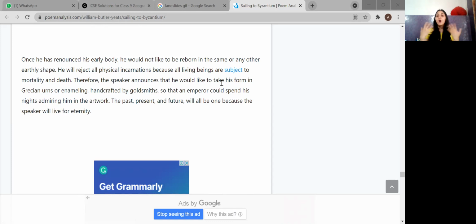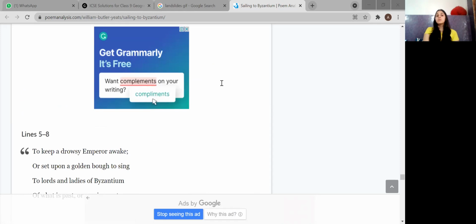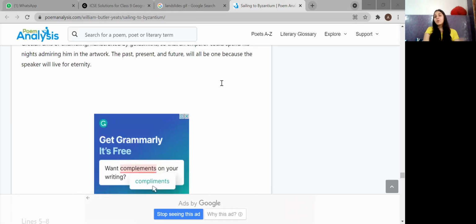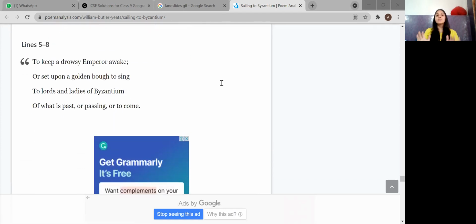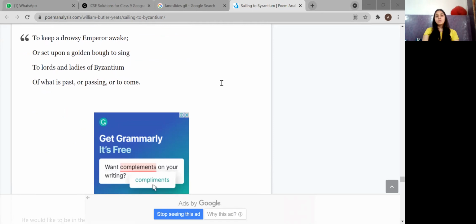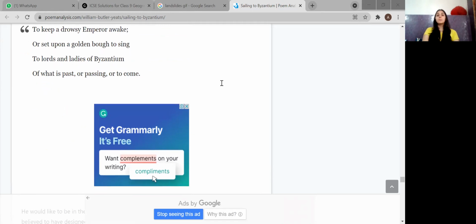So these people, these goldsmiths, make all these forms and they will live for eternity. So this is the reason he wants to be made, or be given rebirth, in this shape. Let's go ahead to the last four lines of this poetry, lines 5 to 8. Let's read it once. To keep a drowsy emperor awake, or set upon a golden bough to sing to lords and ladies of Byzantium of what is past or passing or to come.